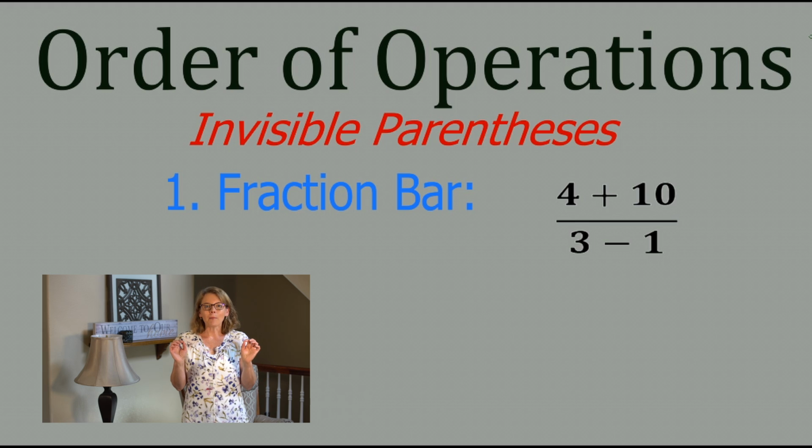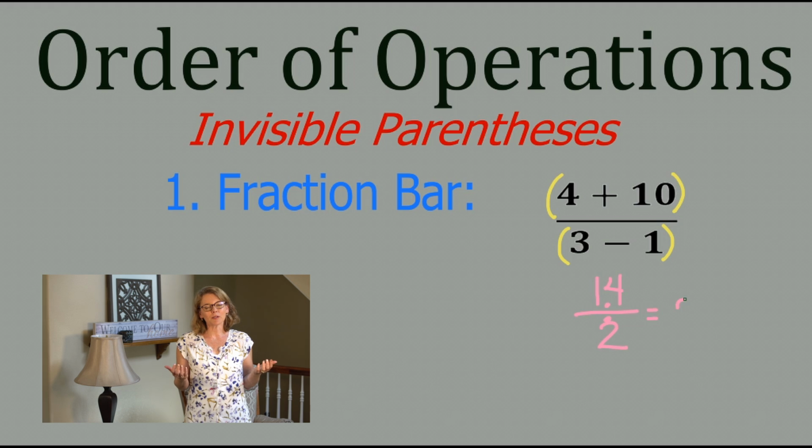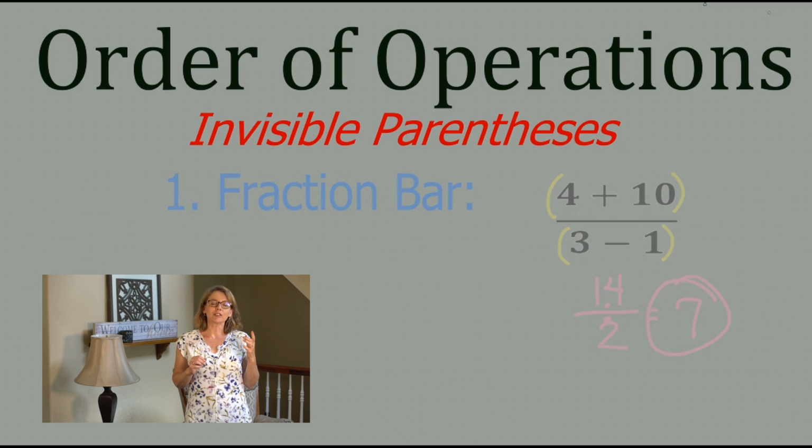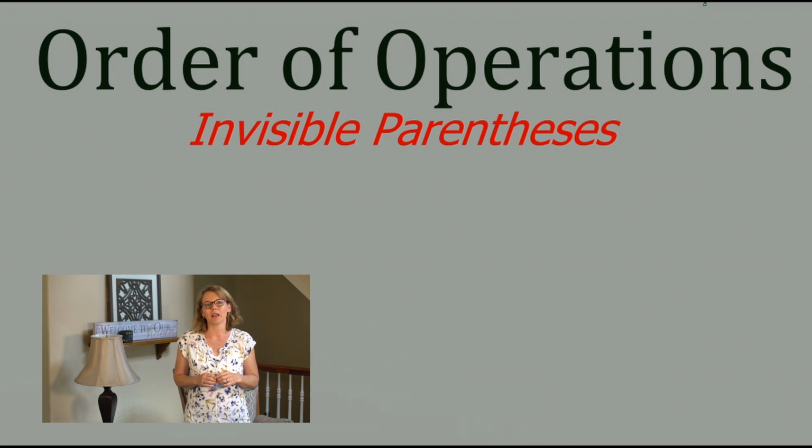I like to automatically put parentheses surrounding the top and the bottom like this. It tells me to do the addition and subtraction first and then divide. 4 plus 10 equals 14 on the top. 3 minus 1 equals 2 on the bottom for 14 over 2, which means 14 divided by 2 equals 7. Done. If you haven't learned these next 2 math symbols yet, don't worry. Just write these down for future reference.